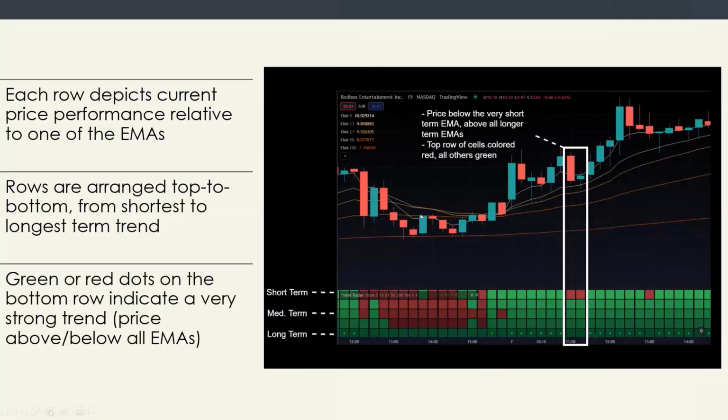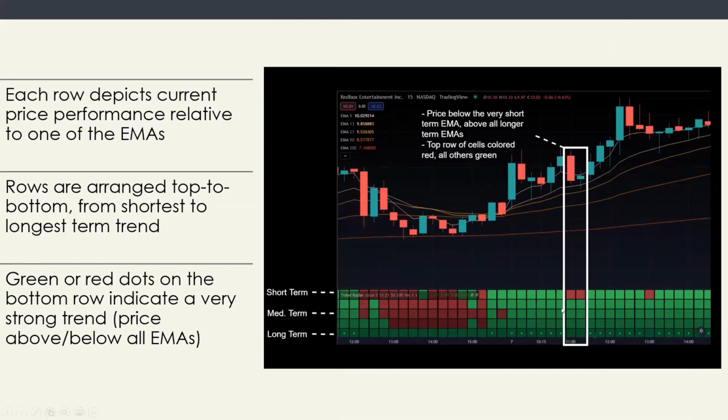So here we have Trend Radar's visual, and we can see that on every bar, we have these columns of 5 rows of squares. And these rows are arranged from top to bottom to represent the very short term, the short term, medium term, long term, and very long term EMA values.